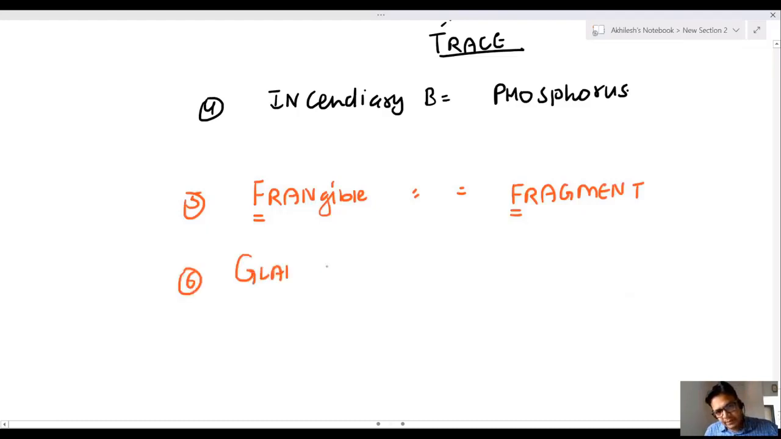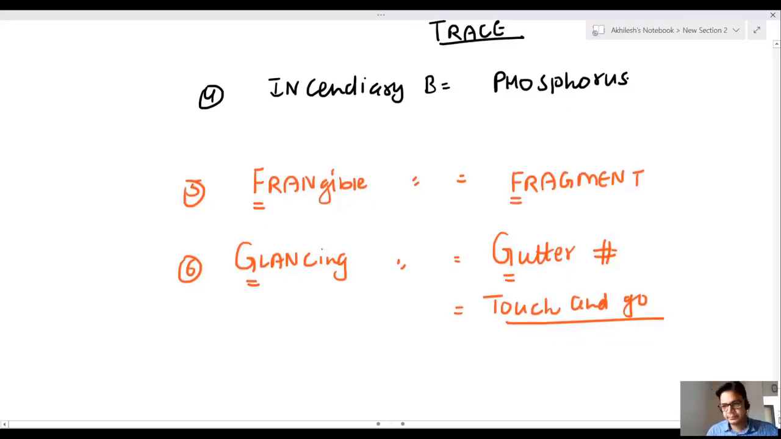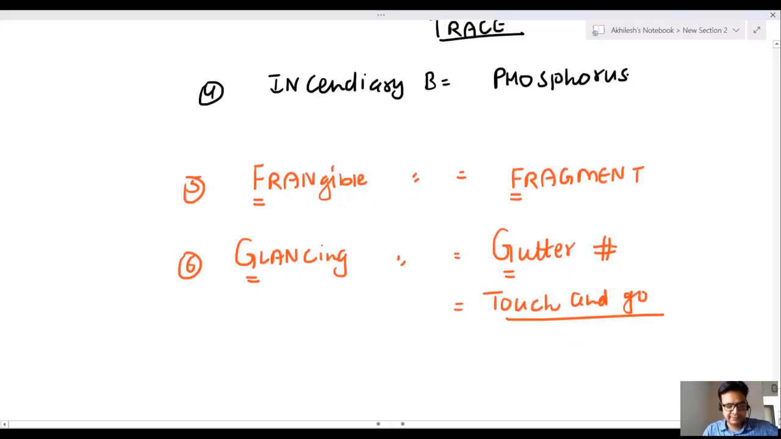Sir, glancing bullet. G for glancing bullet, G for it causes gutter fracture. That's a very simple trick. So what is this bullet? Touch and go, just touches and goes. That is known as GG, glancing bullet.